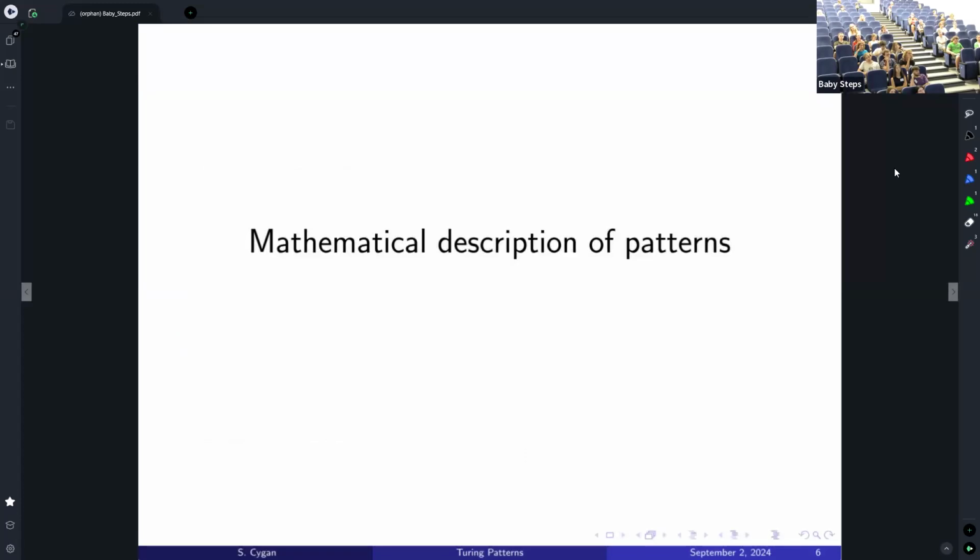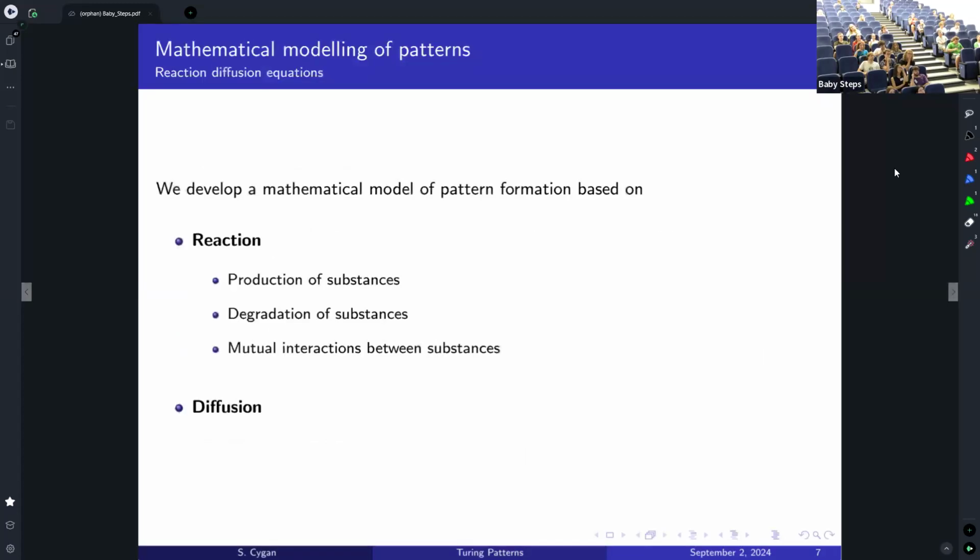So now let's switch to mathematics. We are here at a mathematical conference, so we will try to explain the process of forming patterns using mathematics. And the idea is the following. We have two very simple laws which follow from biology: the reaction and the diffusion. And both of them can be observed in biology almost every day.